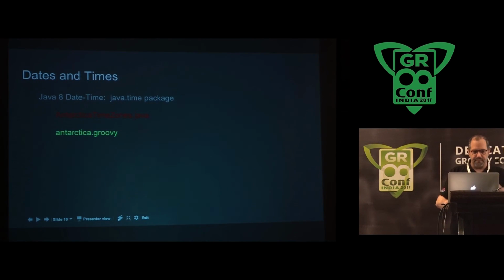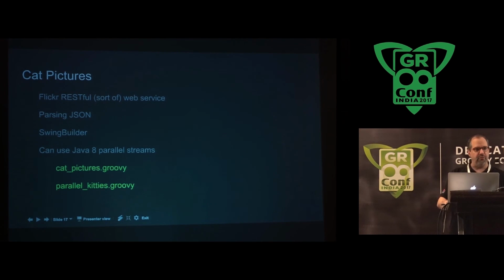So, we don't have time for the cat pictures. That's your teaser for tomorrow. Or access Flickr. It's a RESTful API and generate pictures of cats. I mean, that's what the internet was created for, right? So that's in there too. I even do that using parallel streams as well. So we'll do that tomorrow.